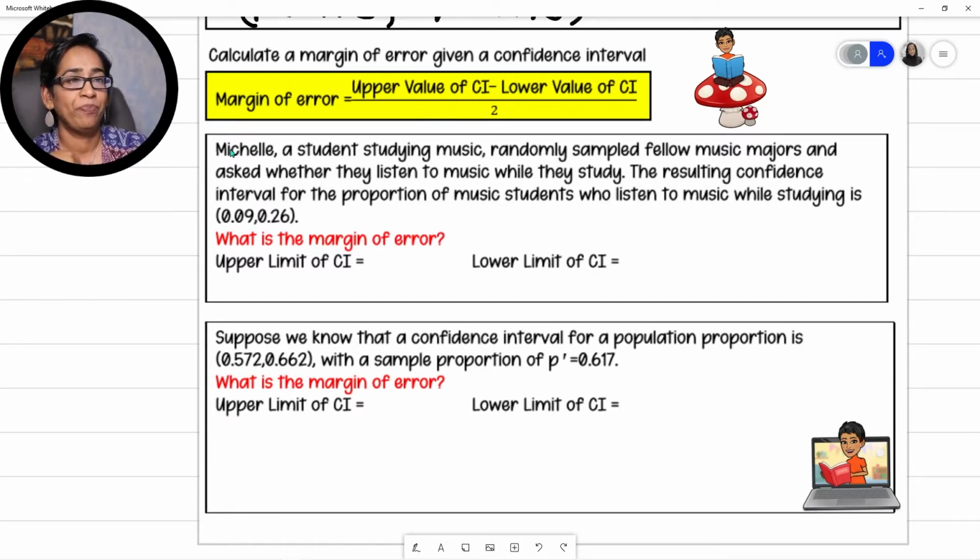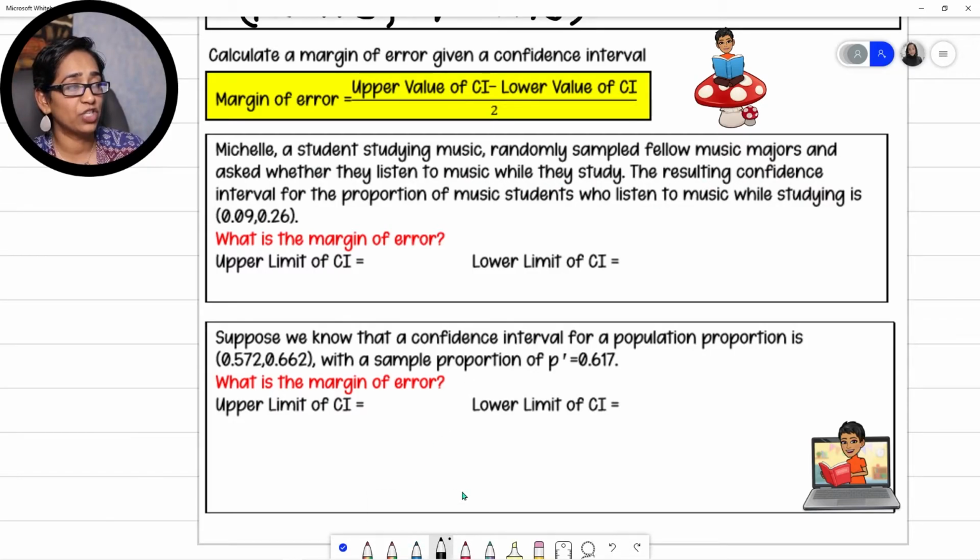As simple as that. So Michelle, a student studying music, randomly sampled fellow music majors and asked whether they listen to music while they study. I just can't listen to music. I have to have complete silence. The resulting confidence interval for the proportion of music students who listen to music while studying is 0.09 to 0.26. That is a huge range, and that is my confidence interval.